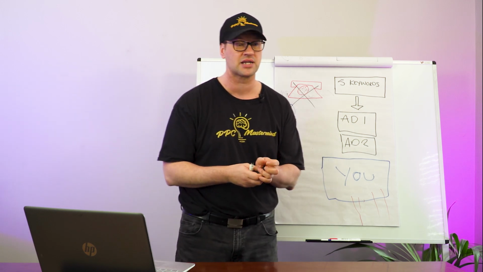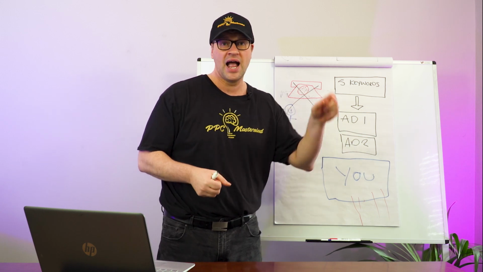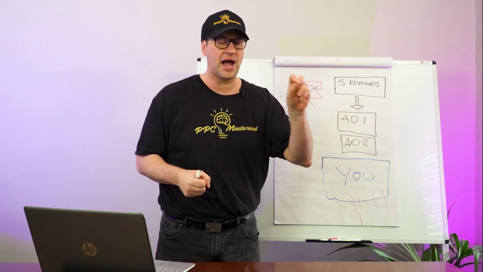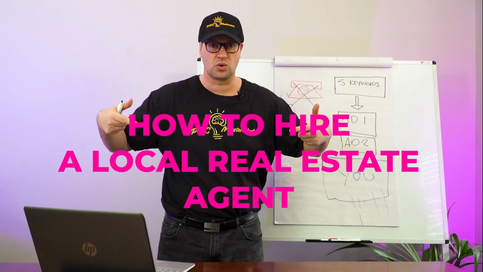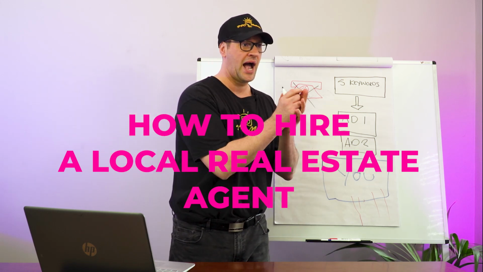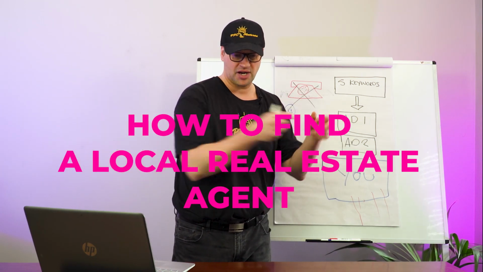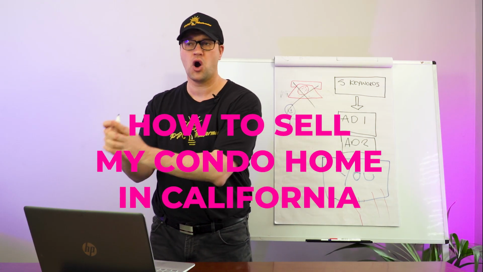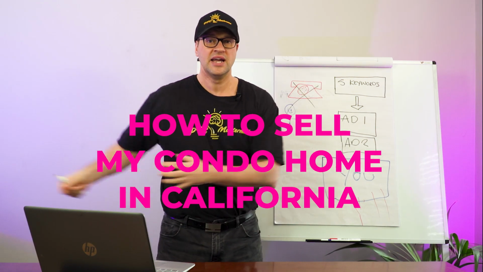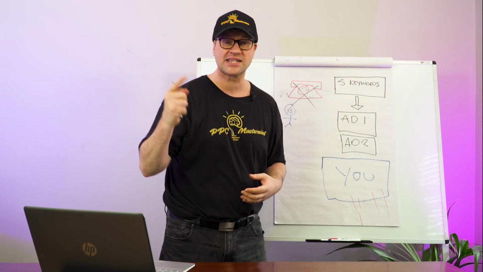It could be things like, and you'll see it on the screen below now, how to hire a local real estate agent. That's one long-tail keyword. How to find a local real estate agent. Another keyword. How to sell my condo home in California. Can you see, I'm using lots of different keywords.